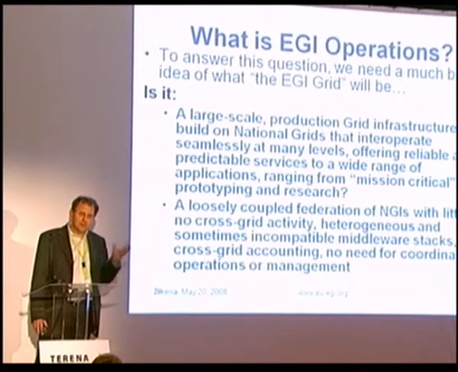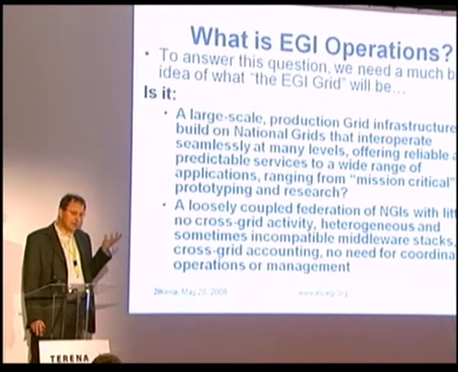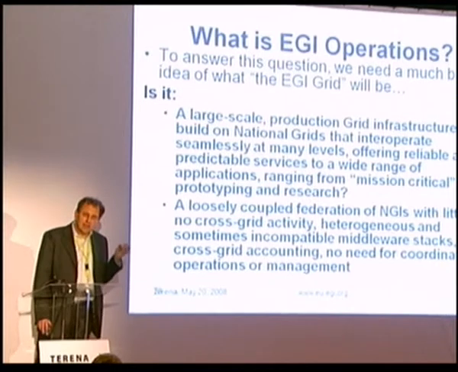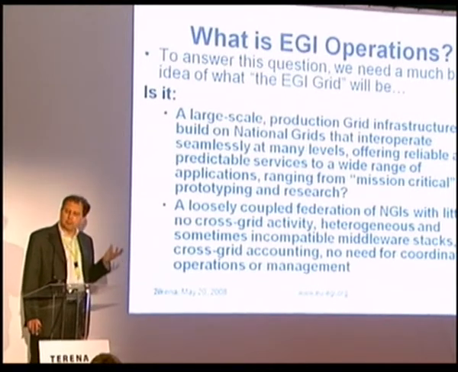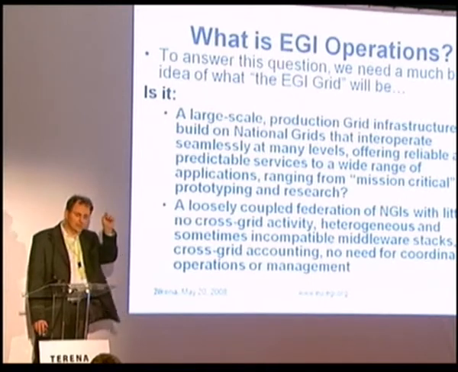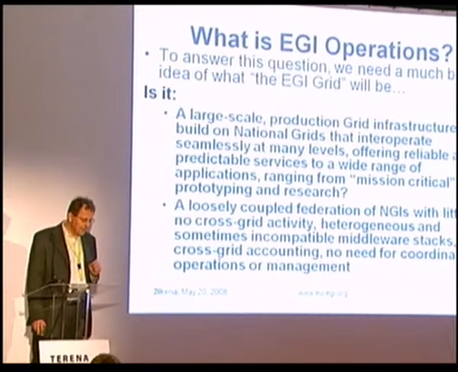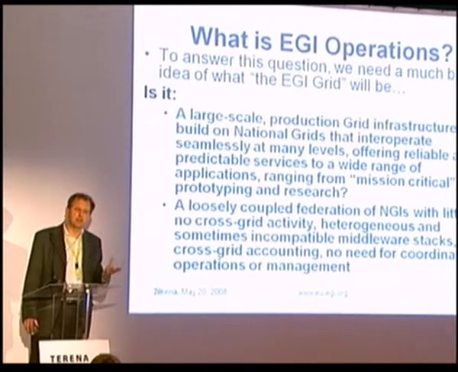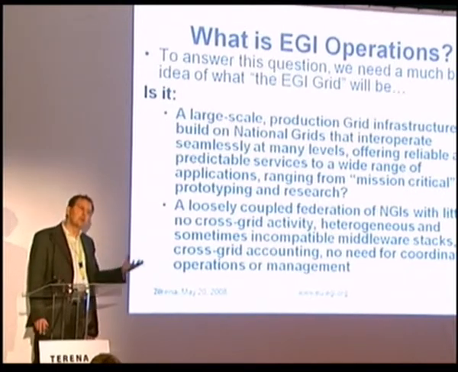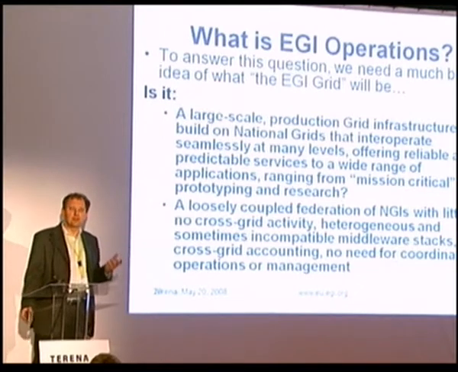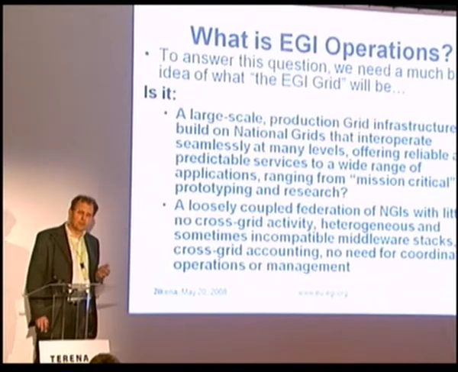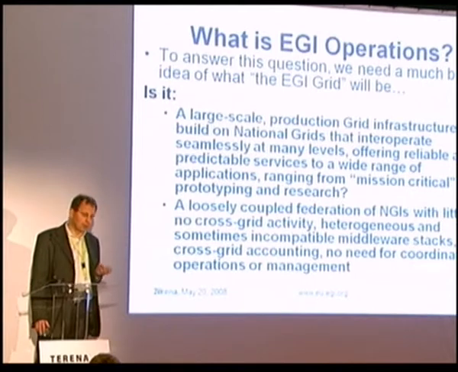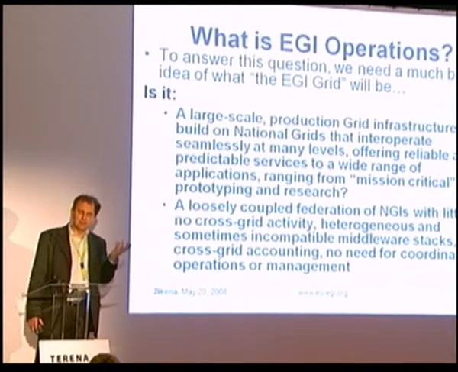There are two extreme views. One is a large-scale production grid infrastructure built on national grids that interoperate seamlessly at many levels, not just on one, say, sending jobs there and back again, and that are able to support a wide range of applications, from those who have really strict deadlines and strict security requirements, to those who simply use the grid as a kind of scavenger infrastructure, where they are happy to use what is left over, when they don't have any specific strong requirements.